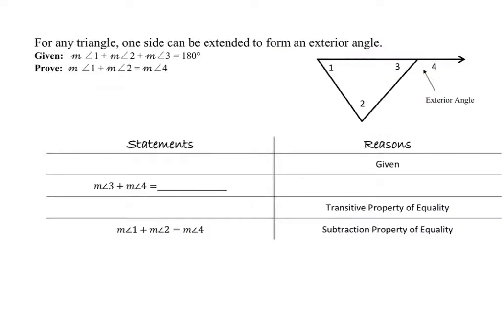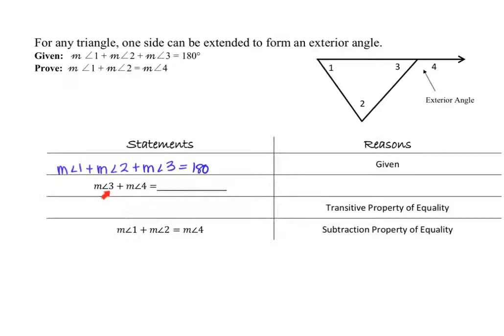Now let's prove it. So for any triangle, one side can be extended to form the exterior angle, which is here. So we're given that the measurement of angles 1 plus 2 and 3 will equal 180. And we're trying to prove that angles 1 and 2 will add to angle 4, which is our exterior angle. So remember, your first statement is always going to be the given information.